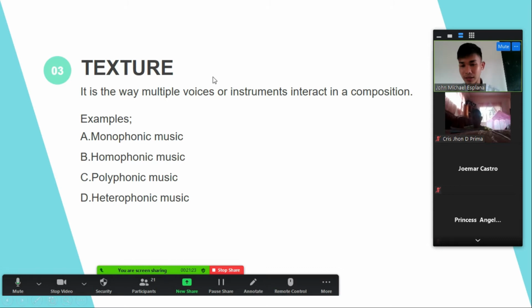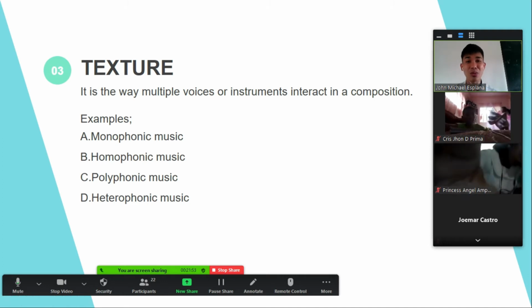Next, we have the polyphonic music. Polyphonic music consists of two or more horizontal lines of individual design, connected with each other by a vertical relationship of consonance or harmony. So that is polyphonic: two or more horizontal melodic lines. I want you to remember that.